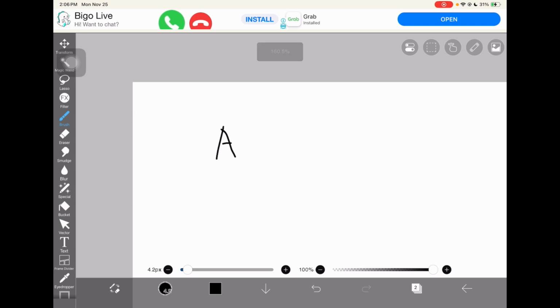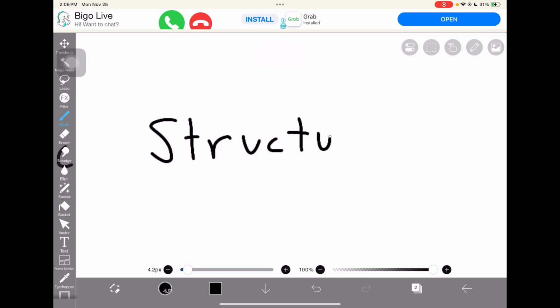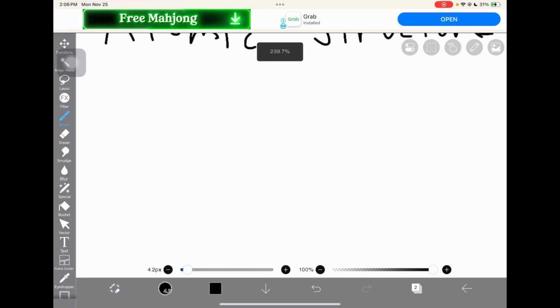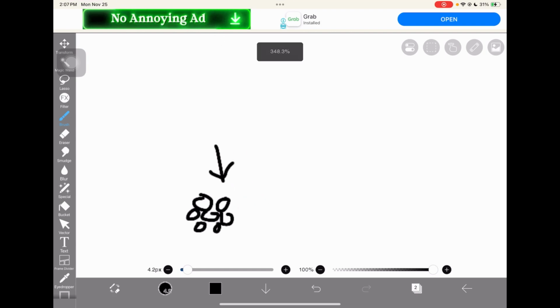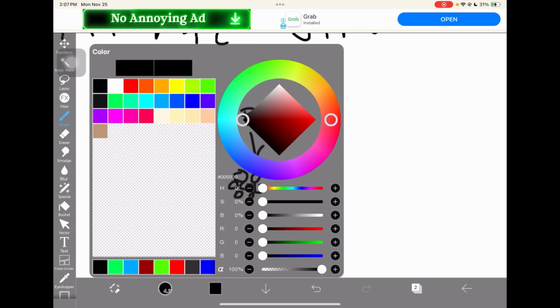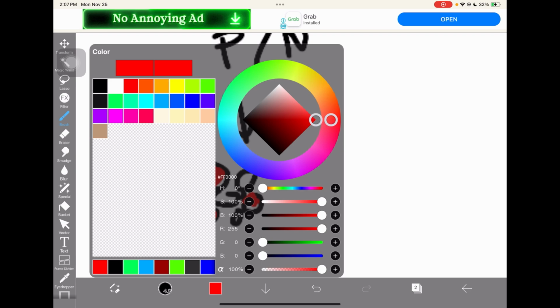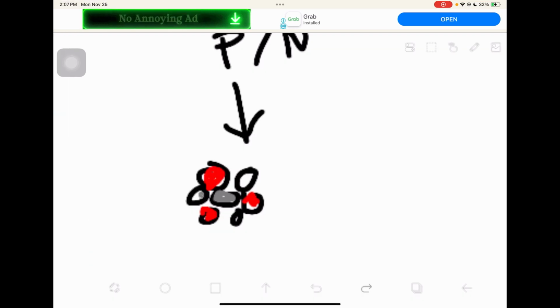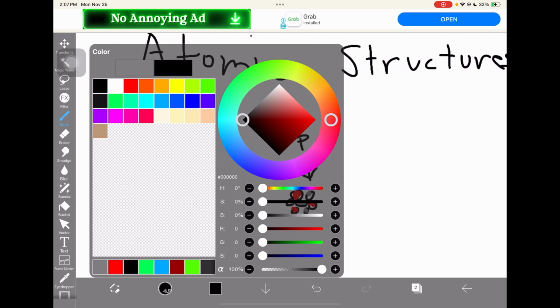Atomic structure is very simple. It just refers to what the atom is made of, and really it's just a nucleus. So there's a bunch of what we call protons and neutrons here inside. It's considered the center of the atom. For me, I call it the center. And it is surrounded by electrons.